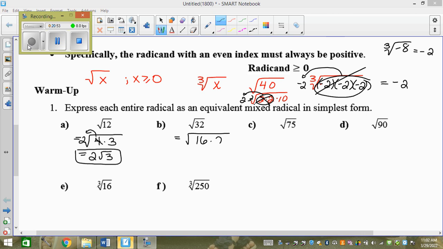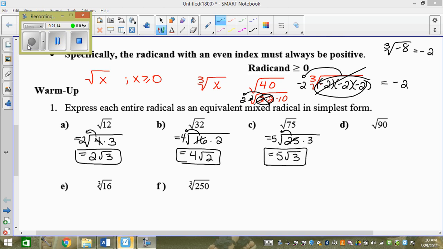16 and 2. 16 comes out and it's a 4, and we get 4 root 2. Tegan, 75, what does it break down into? 25 and 3. 25 comes out and it's a 5. So we get 5 square root 3.